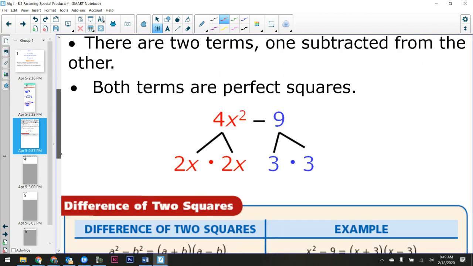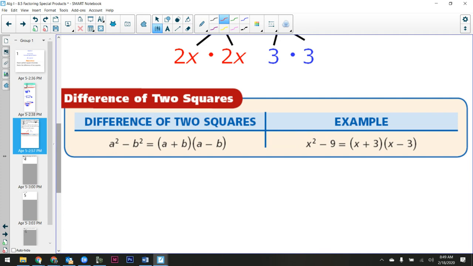Okay? Now we know how to identify them, but what do we do with them? If it is a difference of squares, then you square root each one and put a minus and a plus.